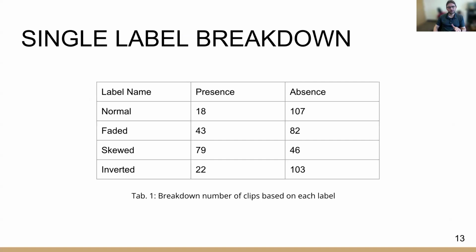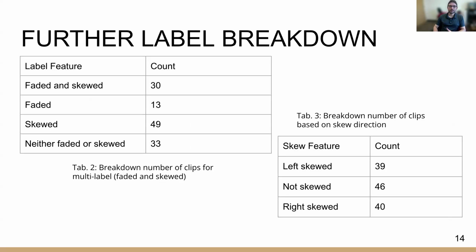So as I showed the examples of labels, here's a breakdown of the labels of our data set. The main 4 labels we used were normal, faded, and skewed. So here you can see the number breakdown of how many were normal, how many were not, and so on in this table. Then we looked at the combinations of the big ones, faded and skewed, and how many were both, how many were either or, and how many were neither.